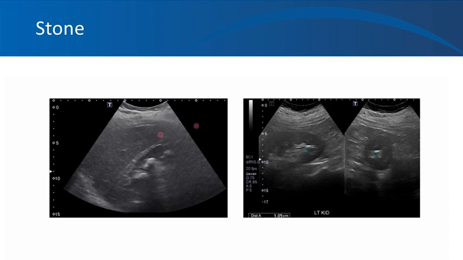Next one is stone. Stones appear as echogenic foci, like you see here, and they are accompanied by acoustic shadowing. That's an important artifact that helps us to identify stones or any calcified structures. And you can also see twinkle artifact on color Doppler that may be useful in identifying small stones that sometimes may not have shadow, as we showed in video one.